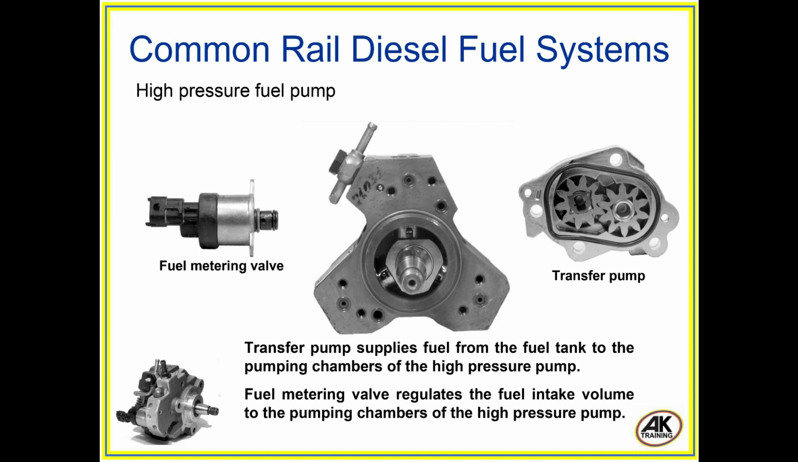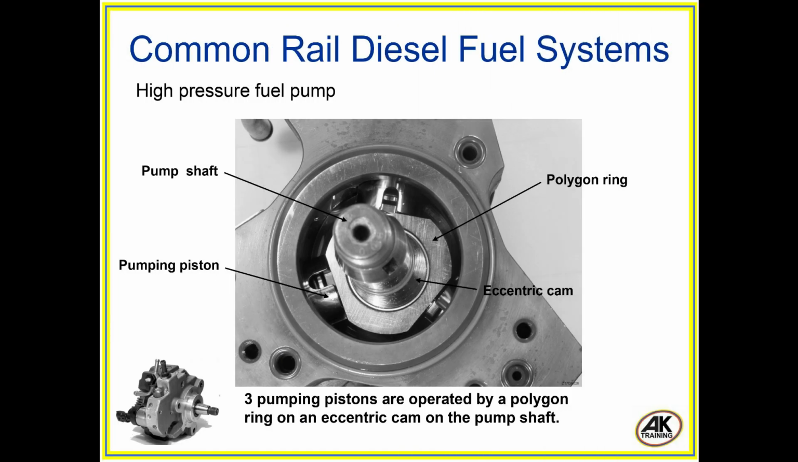The high-pressure fuel pump, fuel metering valve and transfer pump. Transfer pump supplies fuel from the fuel tank to the pumping chambers of the high-pressure pump. Fuel metering valve regulates the fuel intake volume to the pumping chambers of the high-pressure pump. Three pumping pistons are operated by a polygon ring on an eccentric cam on the pump shaft. As the pump rotates, the polygon ring moves in a circular motion to operate the pump pistons.